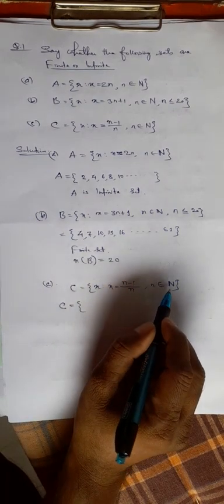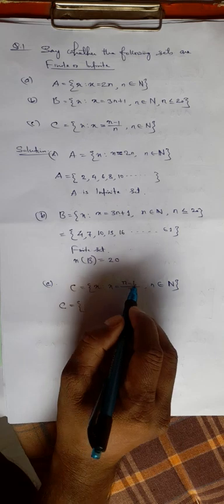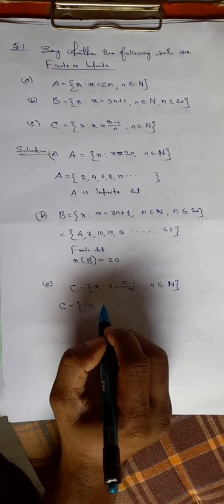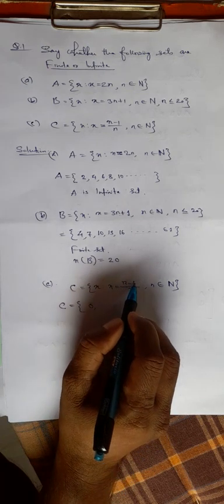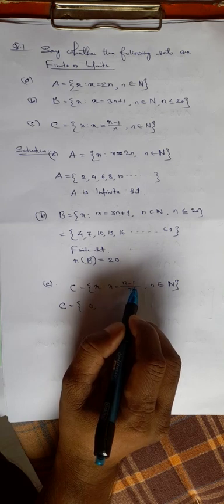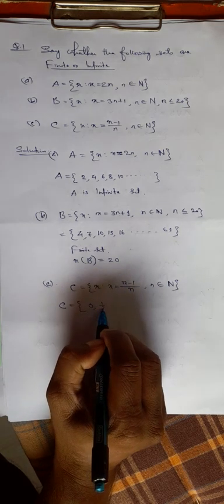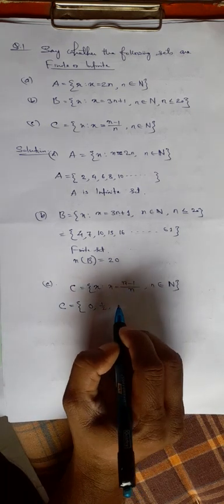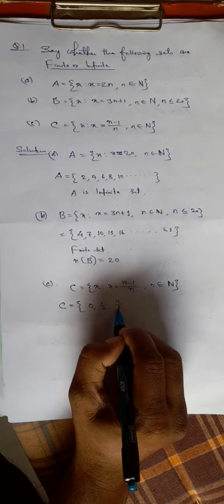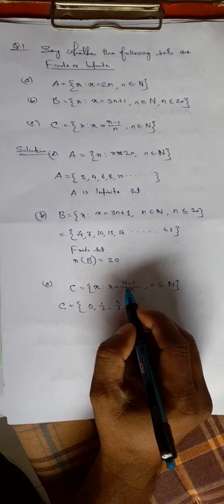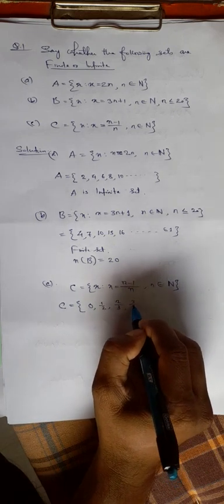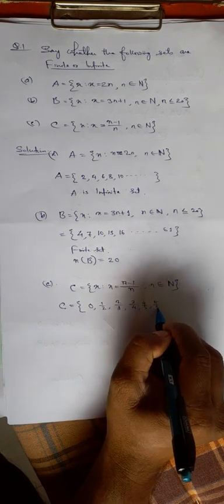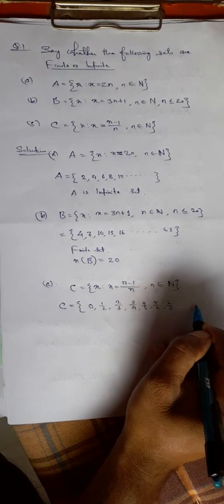If you put n equal to 1, 1 minus 1 divided by 1, 0 by 1, the first element is 0. When you put n equal to 2, 2 minus 1 means 1, 1 by 2. The second element is 1 by 2. Third element, when you put n equal to 3, 3 minus 1, that means 2 divided by 3. Fourth element, when n equals 4, 4 minus 1, 3 divided by 4. The next elements will be 4 by 5, 5 by 6, 6 by 7, etc.